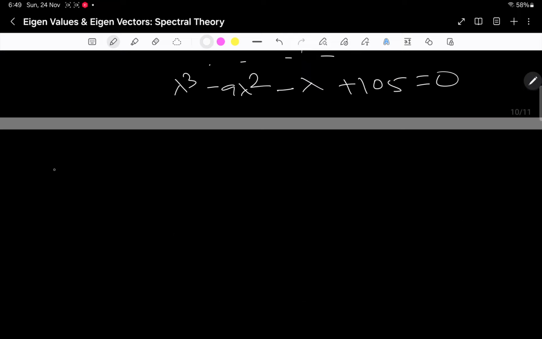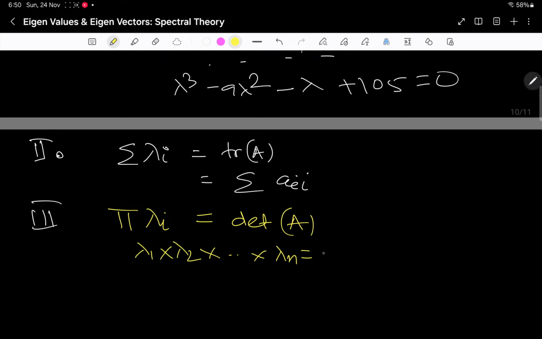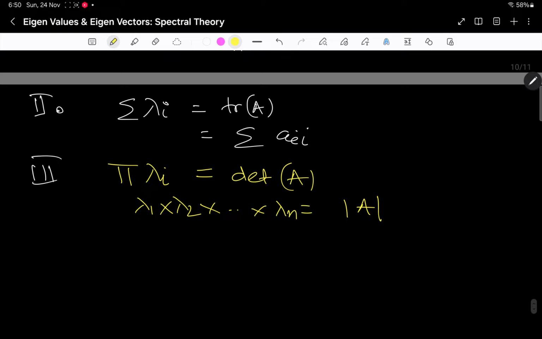Property number 2, already I have told you: the sum of the eigenvalues is the trace of the matrix, which means the sum of the diagonal elements. The third property I have also told you: the product of all the eigenvalues is equal to the determinant of the matrix, that is, lambda 1 into lambda 2 into lambda n is equal to the determinant of A. Already I have told you.